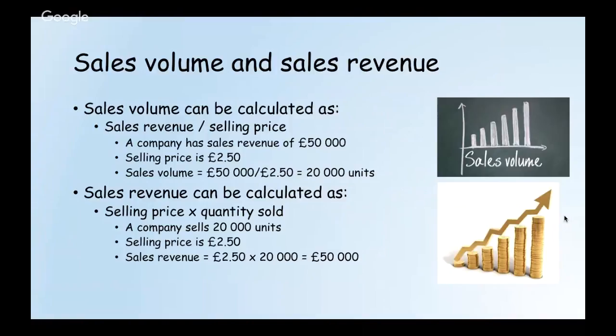We can also calculate sales revenue by taking the selling price and multiplying it by the quantity sold. So for example, if a company sells 20,000 units at a price of £2.50, the sales revenue is calculated by doing £2.50 times 20,000, giving us £50,000.